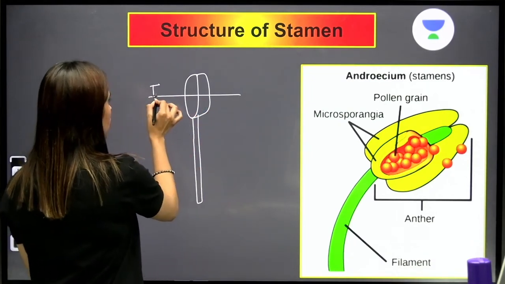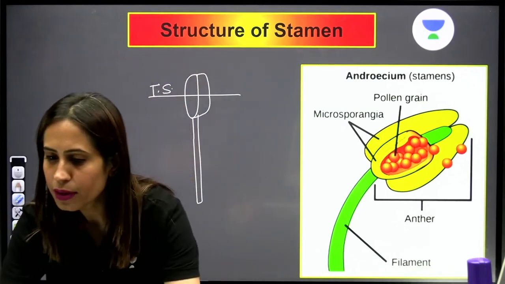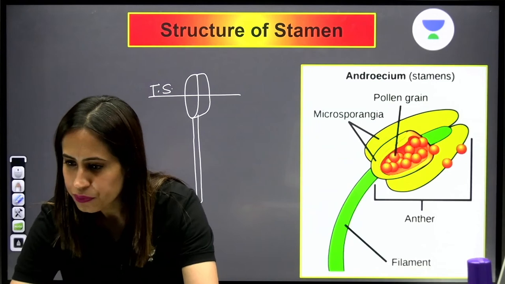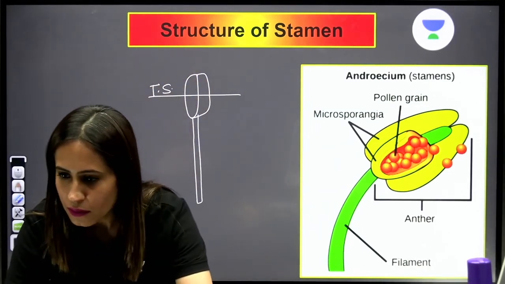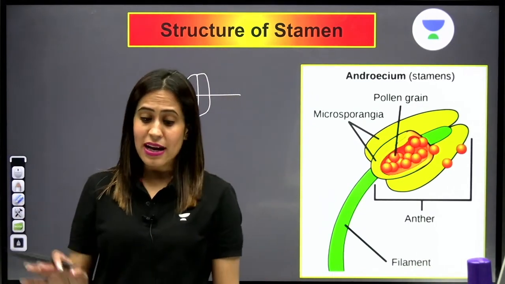I think now the white pen is visible to everyone. The white pen is visible. Students, the white pen is visible to everyone, right? Yes, I can see the chat box. Yes, some students are asking.